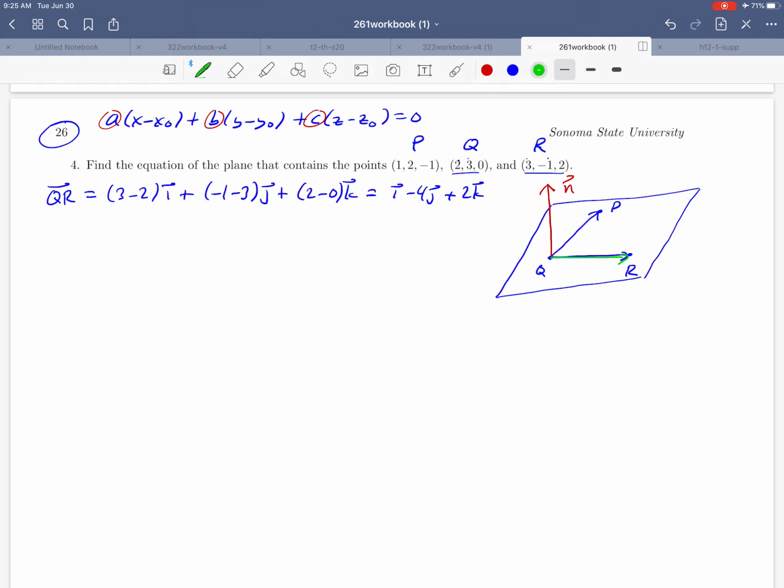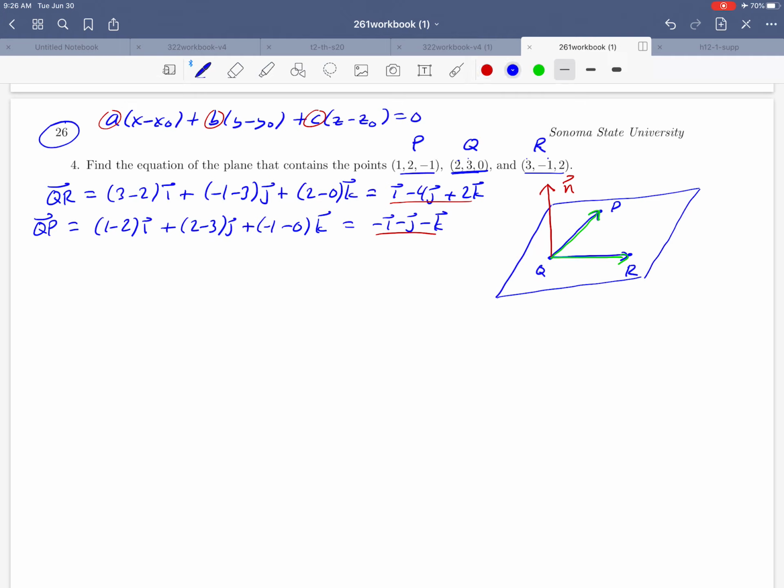Let's do the same thing now for the vector Q to P. We can subtract the coordinates to come up with a vector for that. Starting at Q and ending at P, we'll get 1 minus 2, i, plus 2 minus 3, j, plus negative 1 minus 0, k. If you do the arithmetic there, you're going to wind up with negative i minus j minus k.